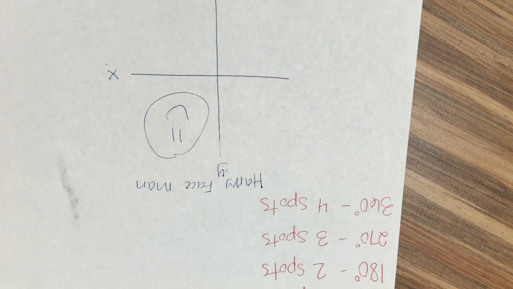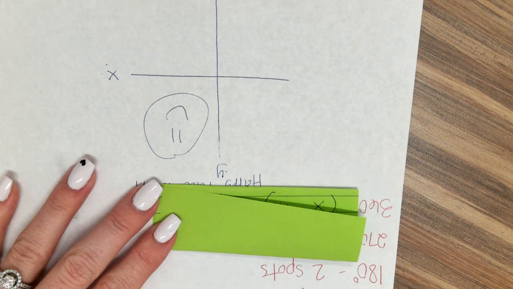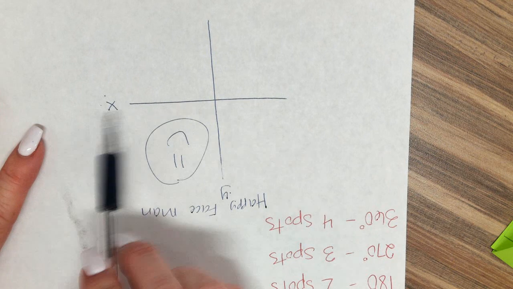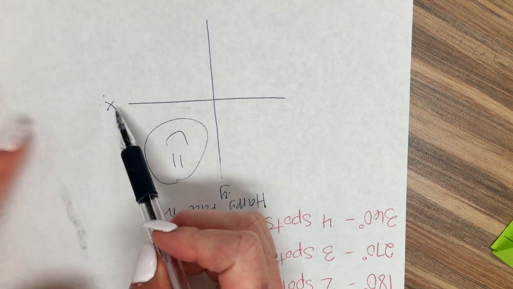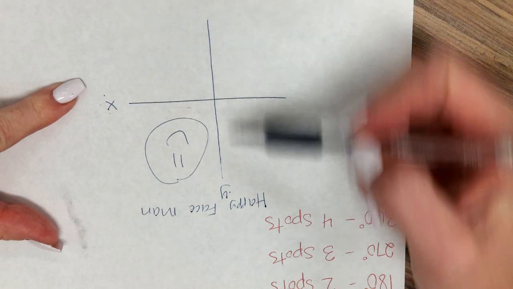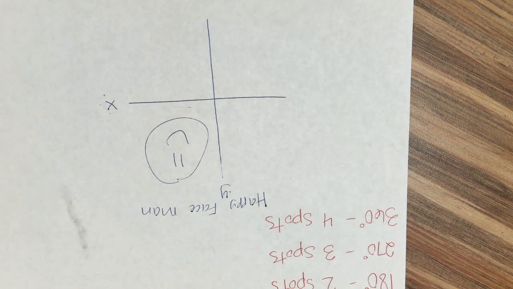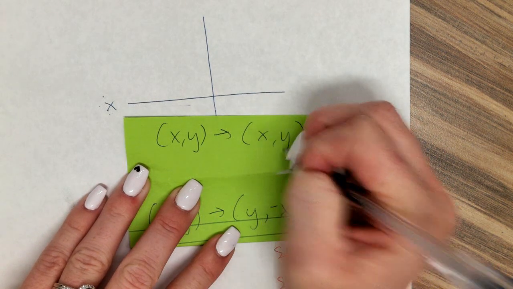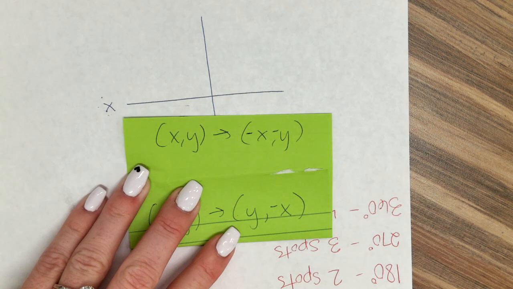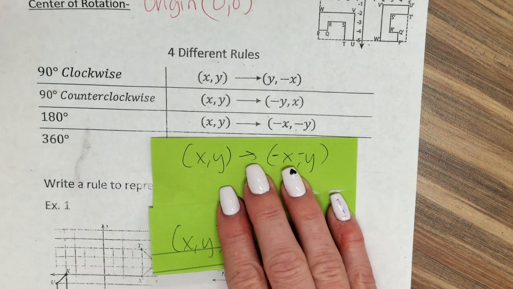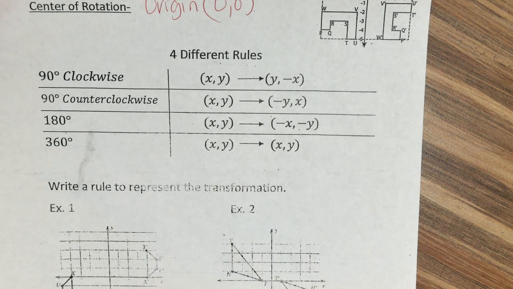All right, let's look at what happened. Did the X and Y axis switch spots? No, the X axis is still the X axis, but it's now on the left, so it's negative. The Y axis is still the Y axis, but it's down low, so it's also negative. So my rule says, take my X and Y, they stay in the same spots, but they both became negative. Is that what the rule says for 180 degrees? Yes. Is happy face man easy?